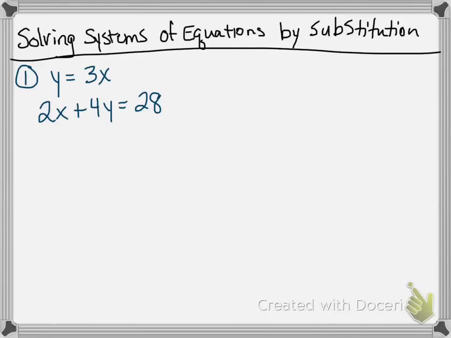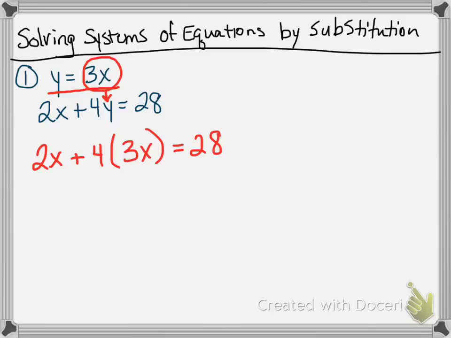Alright, so what we have here is a lesson on solving systems of equations by substitution. First we need to establish that with substitution, we're just going to substitute one of the equations in for the other. Like this one here in the first example, the first equation is solved for y. Since it's solved for y, we can take the 3x and substitute it in place of the y. So when we do that, we're just replacing the y with 3x.